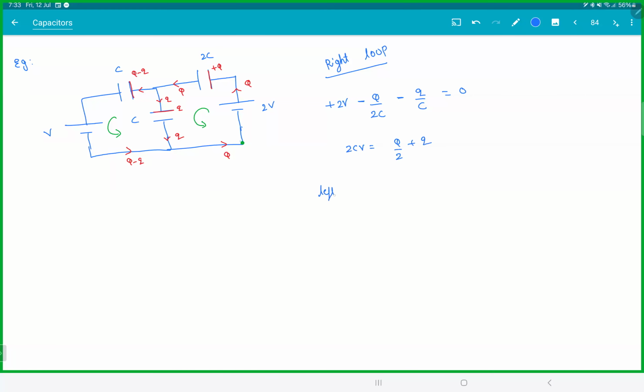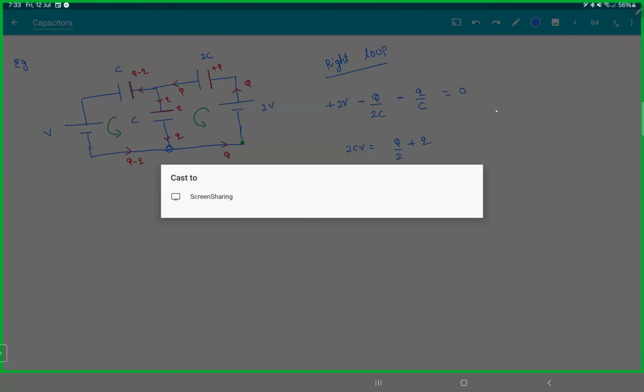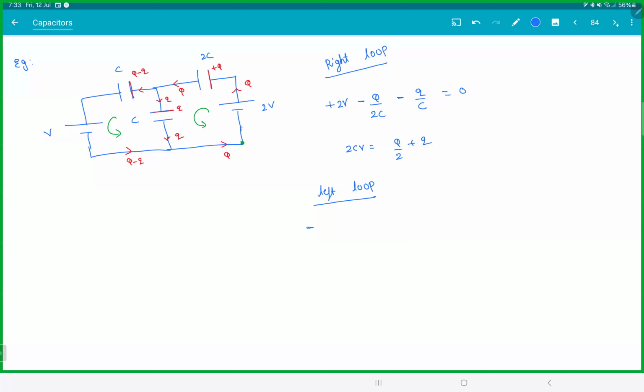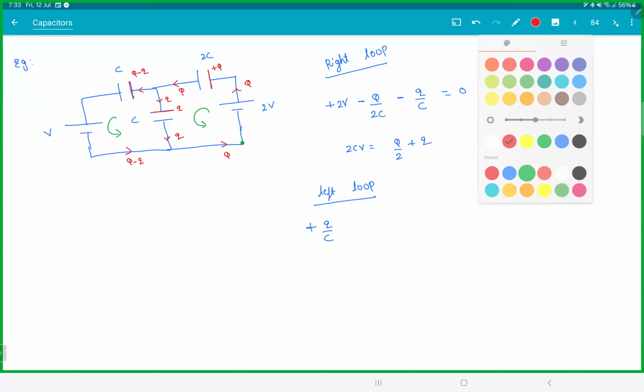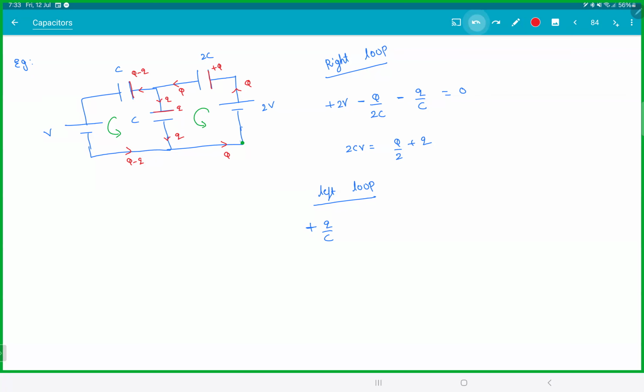Now, if you take the left loop, again, I can start from anywhere. I'll start this way, going opposite to the terminals, so that will be plus q by C. Here I'm going from negative plate to positive plate, the potential rises. Then I'm going again minus Q by C. Then I'm going opposite to the battery, minus V, and I came back to the same point. This gives q minus Q... 2q minus capital Q is equal to CV. Two equations, two unknowns. Bring that q here and finish it off.